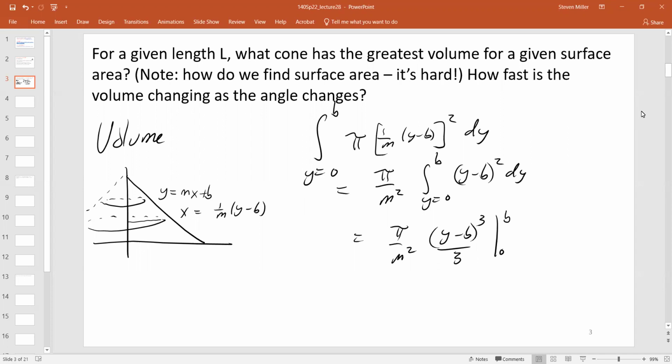For a second I thought I made an algebra mistake that this was going to be 0, because when I put in y equals b, I get 0. But what do I get when I put in y equals 0? When I'm evaluating y minus b cubed over 3, what do I get when I put in y equals 0? Not negative b over 3. Negative b cubed, which, because I'm subtracting it as the lower bound, becomes positive b cubed. So I do actually have a positive, and I get pi b cubed over 3 m squared. So this would be the volume.